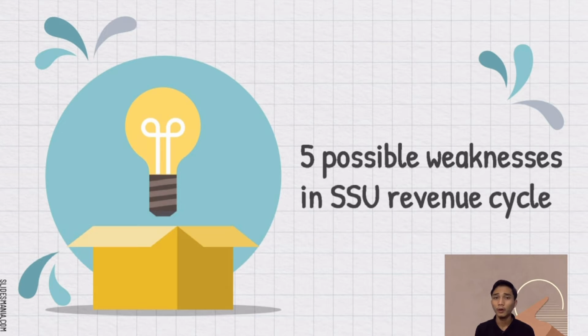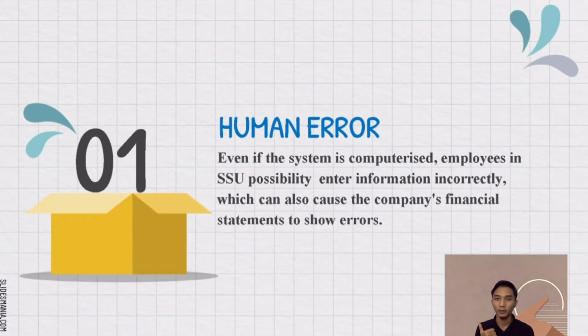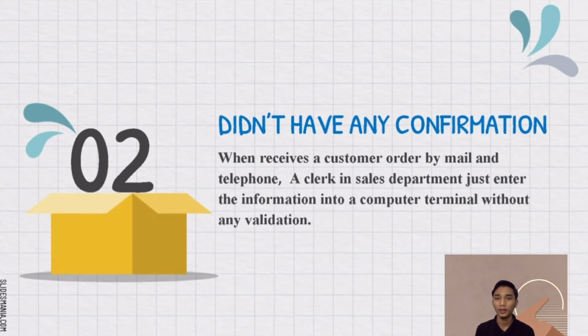Okay, and now we will continue with 5 possible weaknesses in the SSU revenue cycle. The first is human error. Human error is one of the most serious potential flaws. Even if the system is computerized, employees in SSU can possibly enter information incorrectly, which can also cause the company's financial statement to show errors. Alright, we move to the second point.